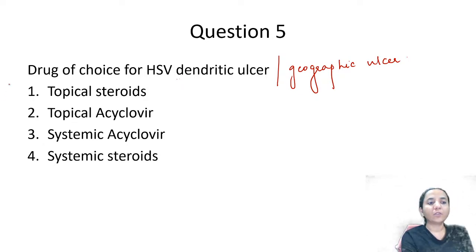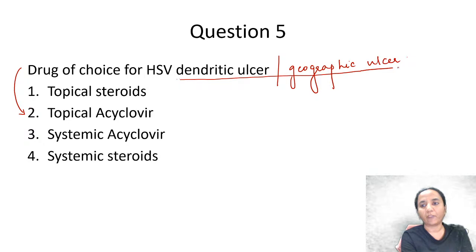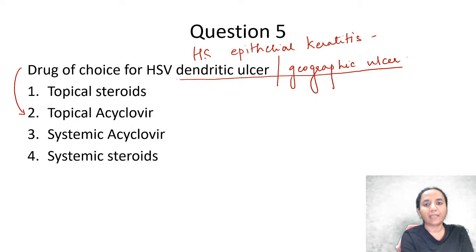Very good. The answer is topical acyclovir. Now see, both HSV dendritic and geographic ulcers are called HSV epithelial keratitis, and for them the drug of choice is topical acyclovir.